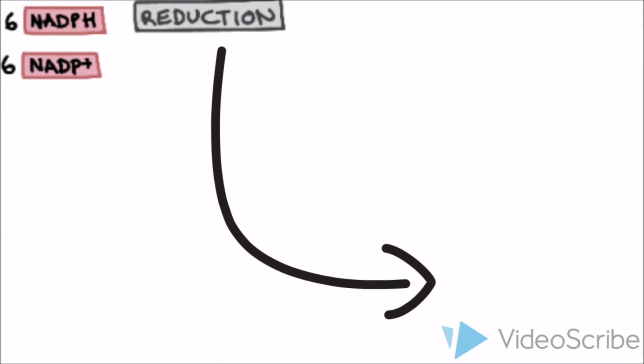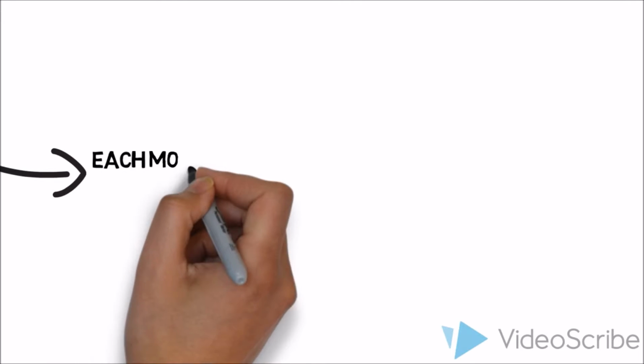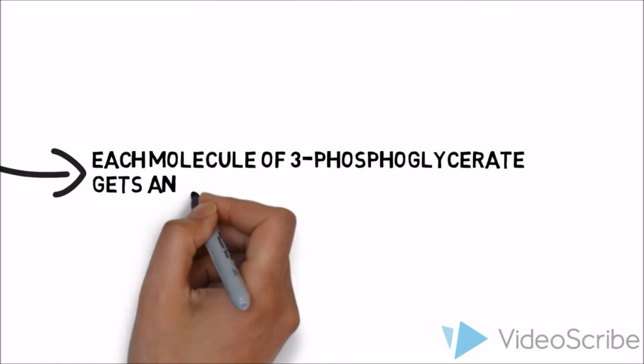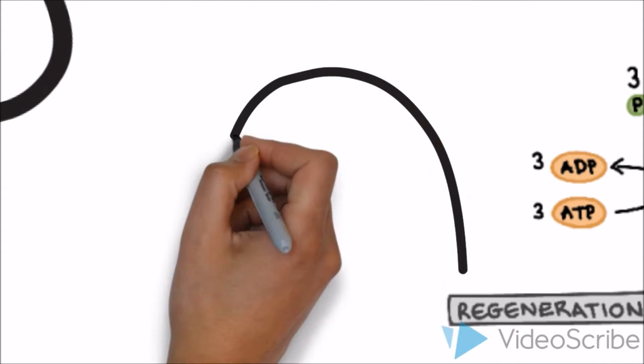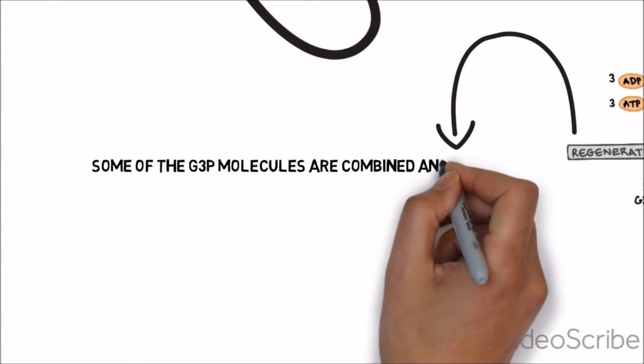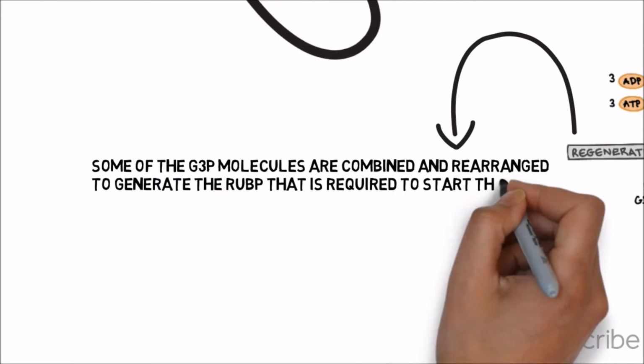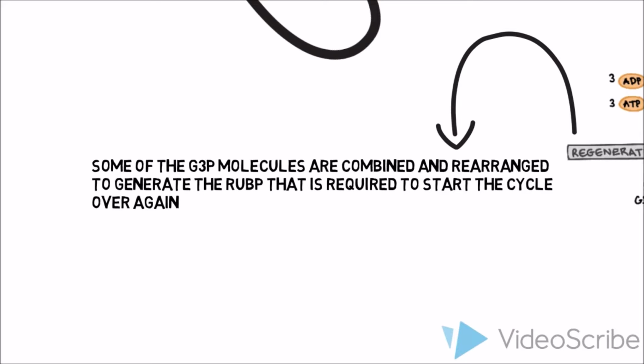We then move on to the next phase, which is reduction, where molecules of 3-phosphoglycerate get an additional phosphate added from the hydrolysis of ATP. We move on to the final stage, which is regeneration, where some of the G3P molecules are combined and rearranged to generate RuBP that is required to start the cycle over again.